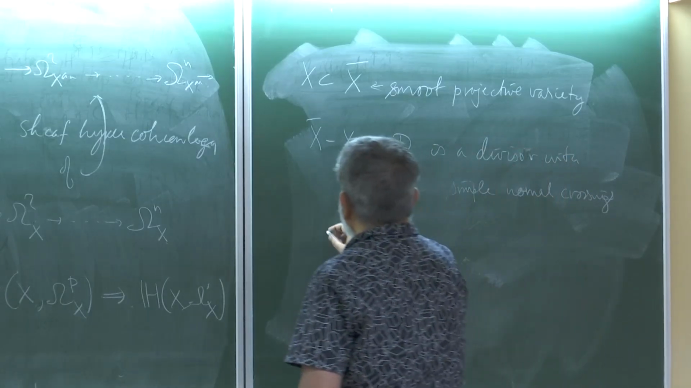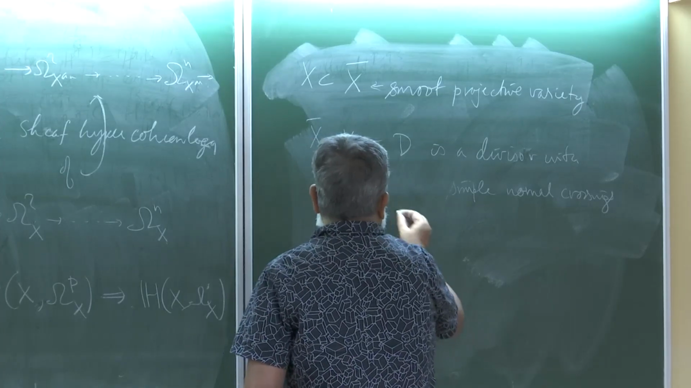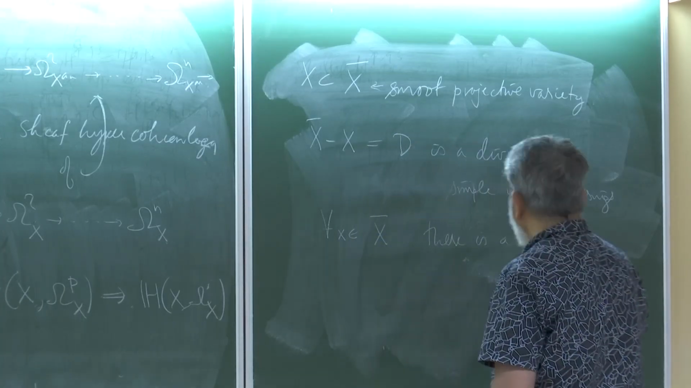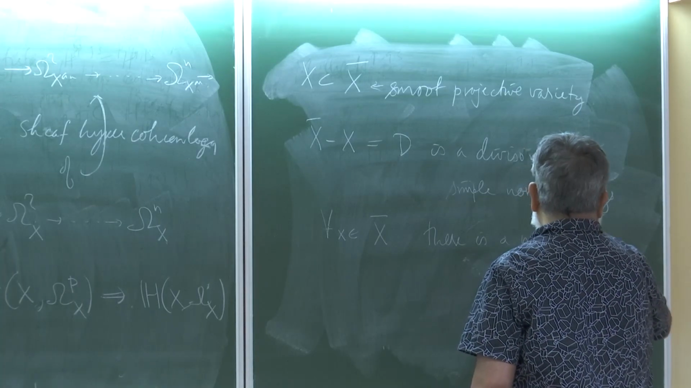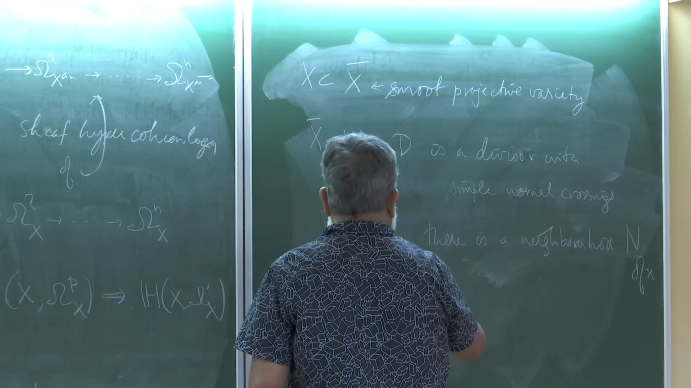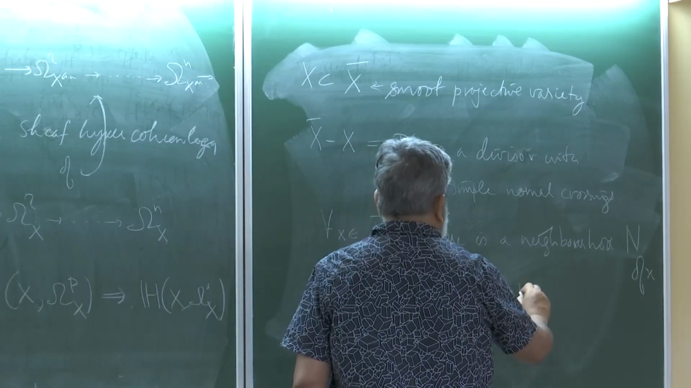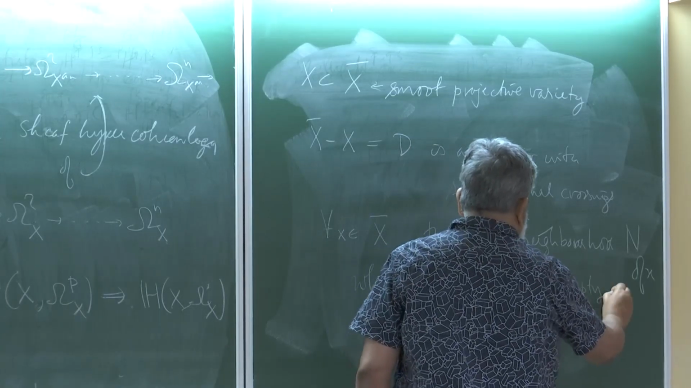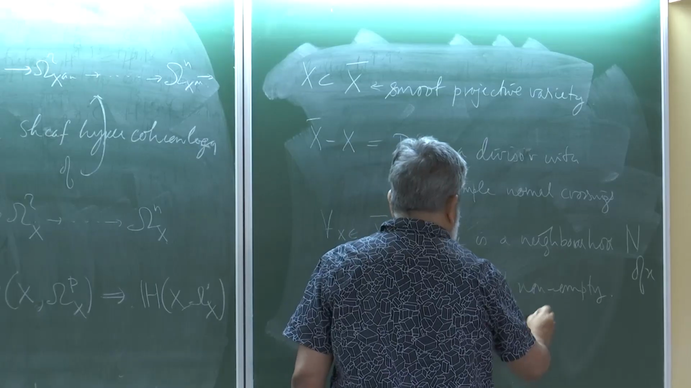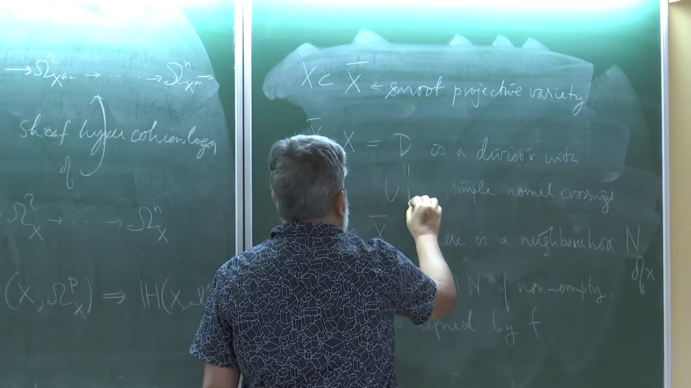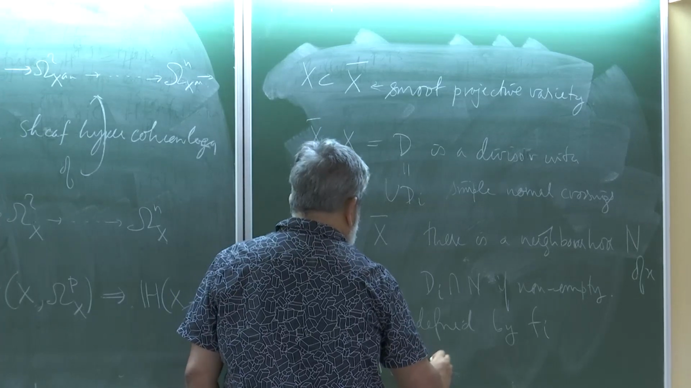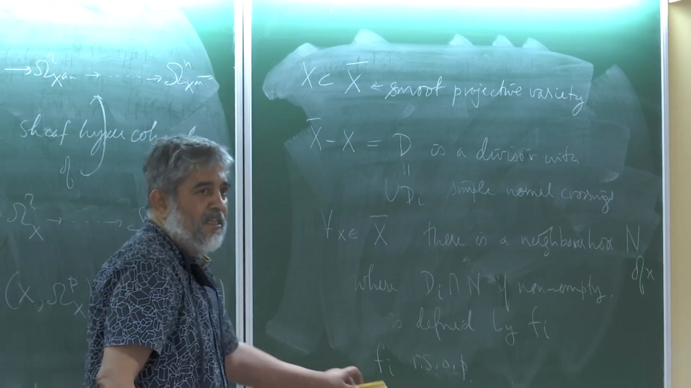Okay, what does that mean? That means for all x in x bar, there is a neighborhood N of x, where D_i intersection N is non-empty, defined by F_i if non-empty. D_i is a component, right? So irreducible components by F_i, and F1, F2, whatever F_i's which occur form a regular system of parameters. Right? So that's the definition.